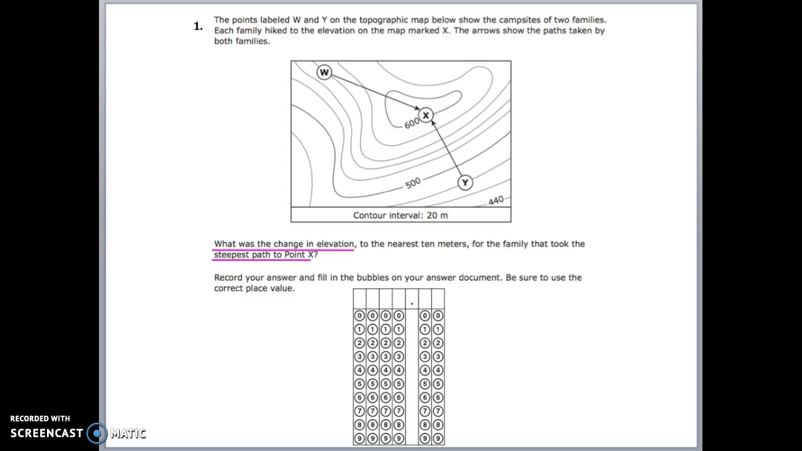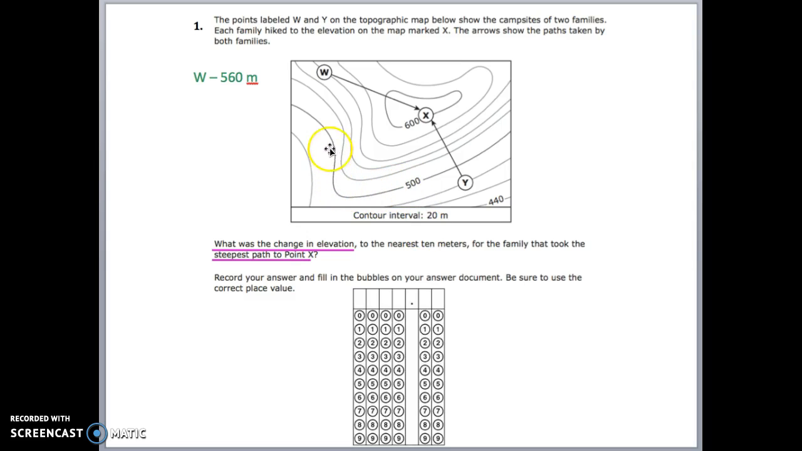So if we look at this question, they gave us W and Y, and it gave us their elevations. And we were wanting to know who took the steepest path to get to X. So we know that point W starts at 560. This is because if we start at 500 at this contour line, it's an index contour because it's bolder and labeled, we're going to go an interval of 20 meters.